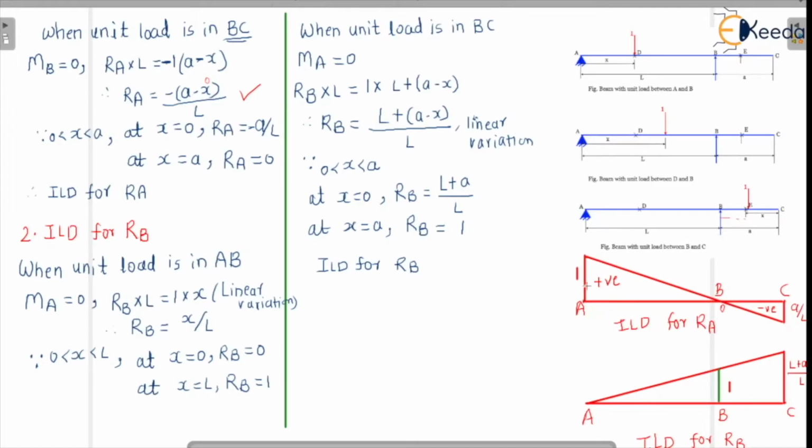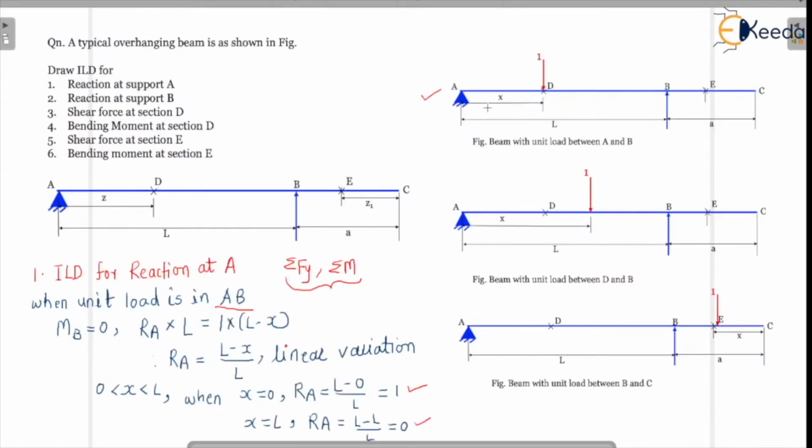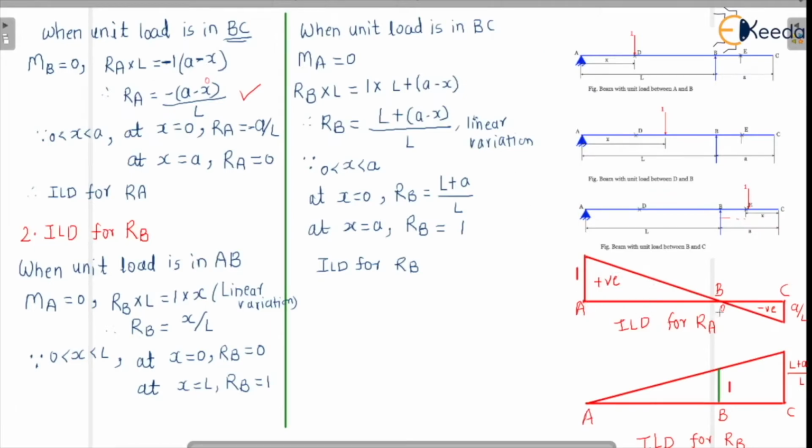Now the previous case, when X was 0, we got RA as 1. See, when X is equal to 0, we got RA equal to 1. And when X equal to L, RA is equal to 0. So simply plot these points and then connect them. Okay. So this becomes the influence line diagram for support reaction at A. Hope this part is understood.